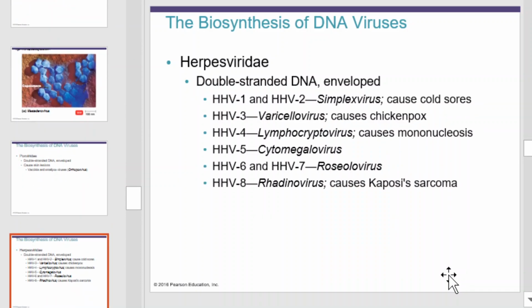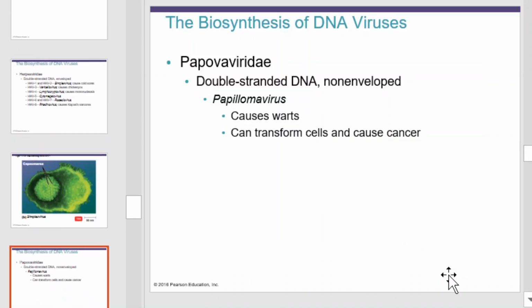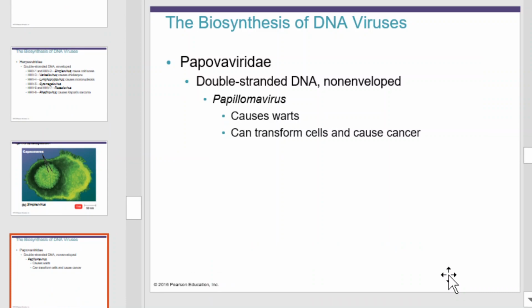Herpesviridae. Herpesviridae are double-stranded DNA viruses that are also enveloped, and they come in several varieties. Here you can see herpes simplex 1 through 8 and their related illnesses. Papovaviridae is a double-stranded DNA non-enveloped virus. The example that you need to know is papillomavirus, which causes warts. Papillomavirus can transform cells and even cause cancer.